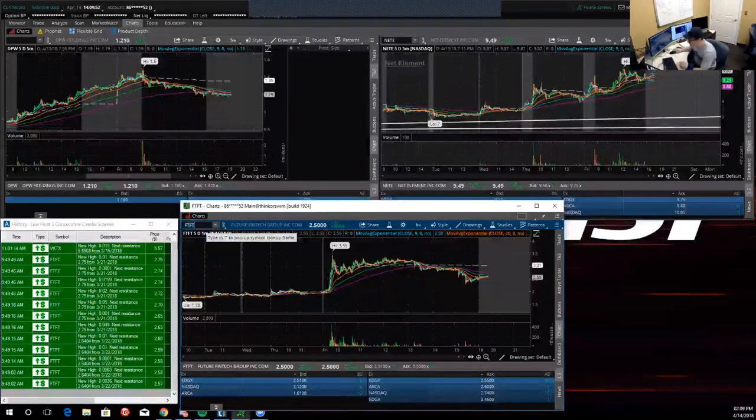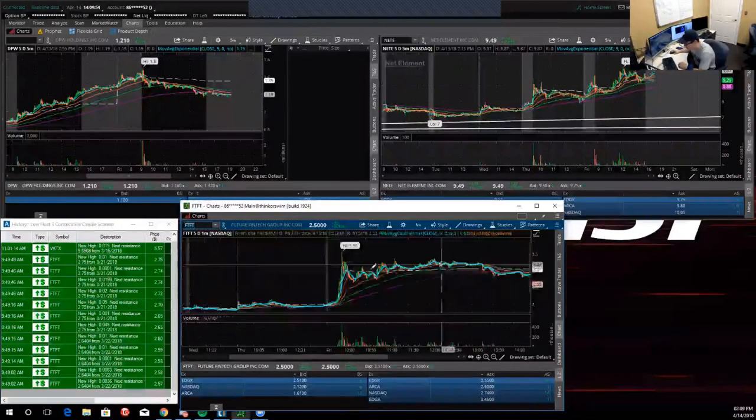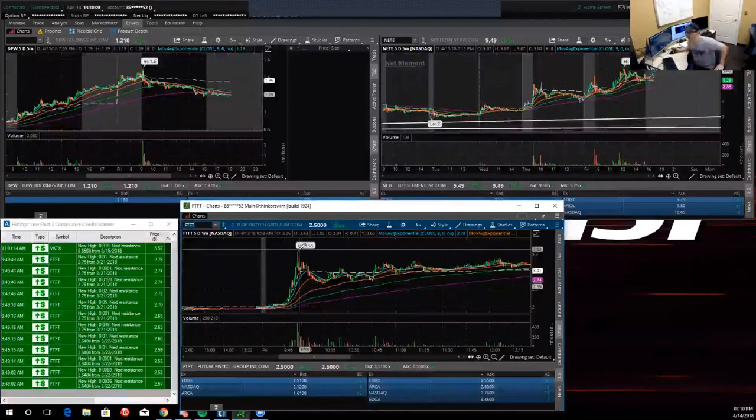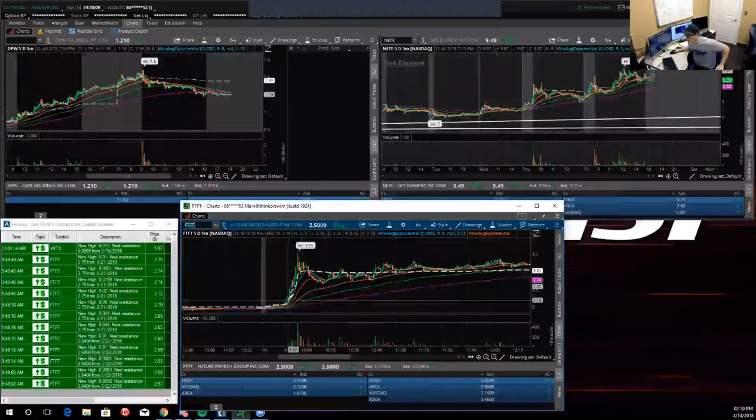So if you look at FTFT, look at this one. This one did way better than BDR. This one went from 2.03 all the way to 3.55. So this thing ran almost $1.50 in just a few minutes. So imagine if you hopped in with 3,000 shares closer to $1, or closer to $2. You're hopping in, you got a $6,000 position. All of a sudden, it pops up $1.